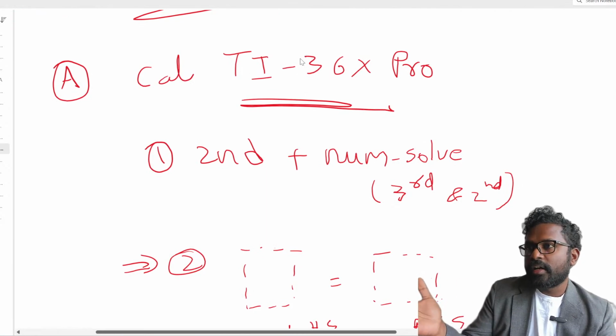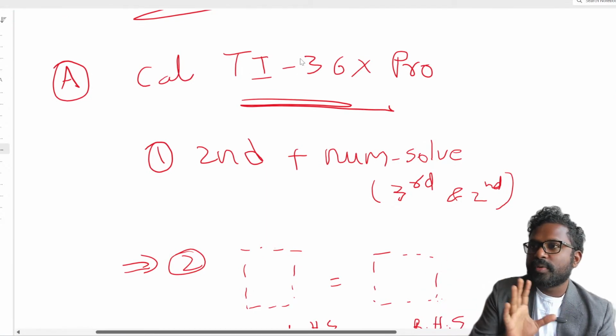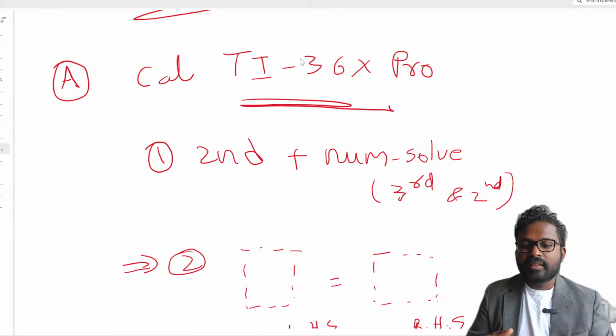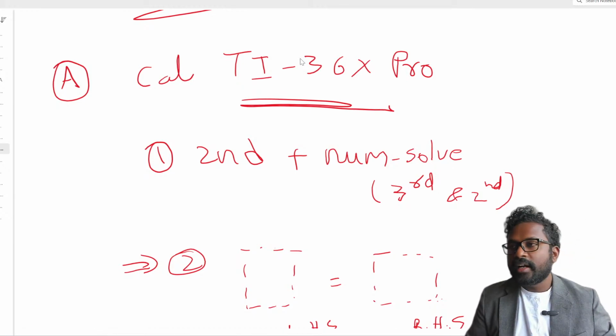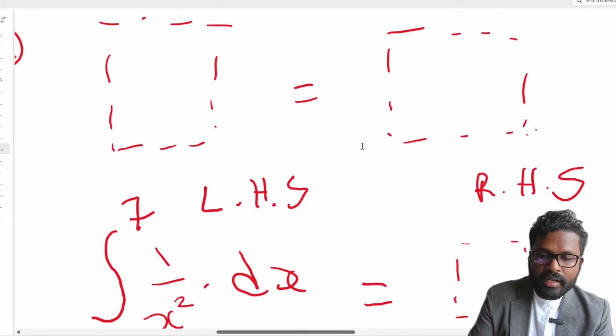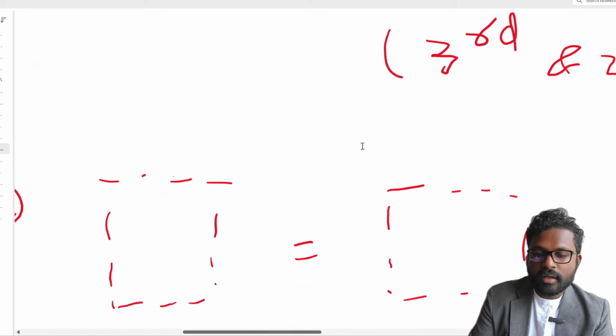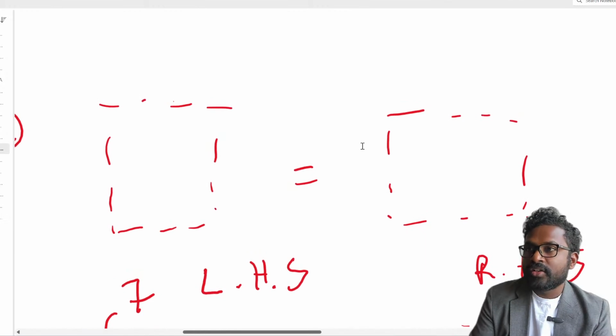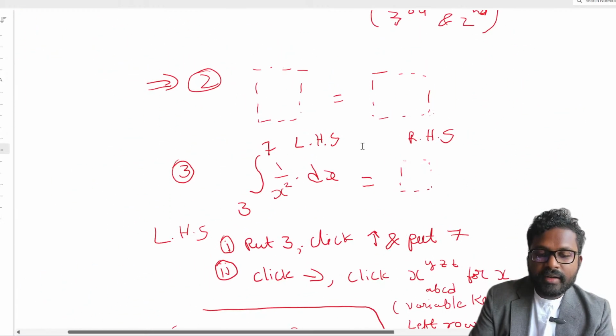It could be a different calculator, so understand and make adjustments accordingly. Okay. So for my TI-36X Pro, click the second and num solve button, which will open the num solve equation like this, like two squares with dotted. It will have a LHS and RHS. On the left hand side, you can put in the equation that is required to be calculated, integral of 3 to 7 1 by x squared dx.